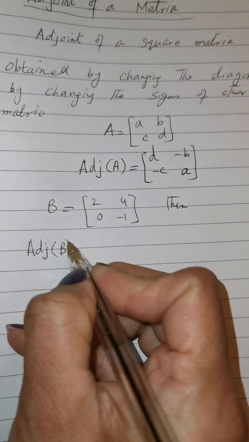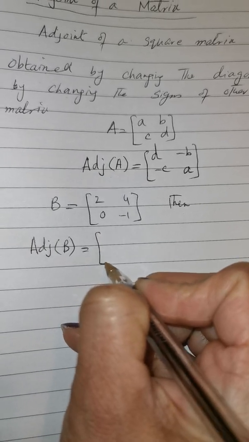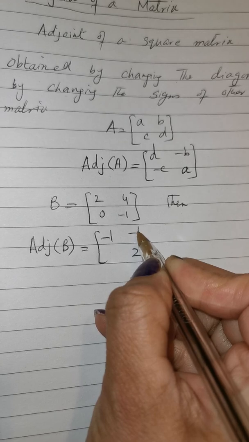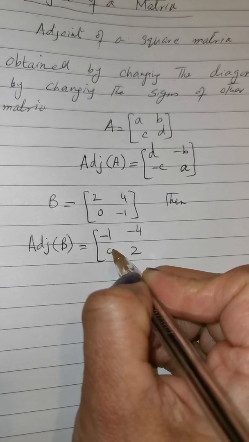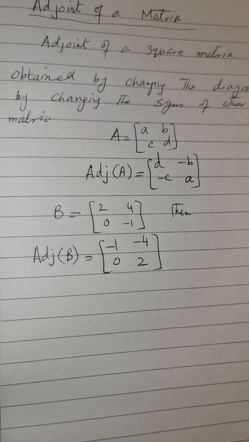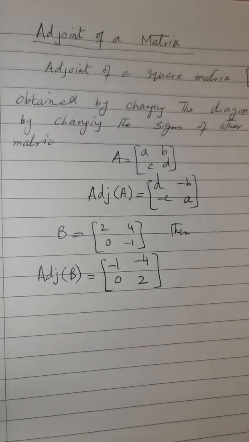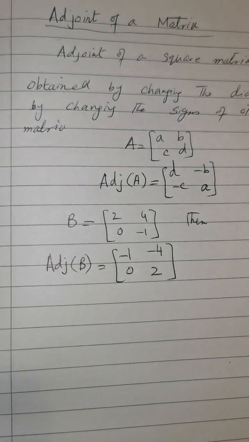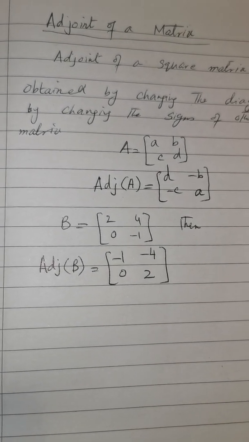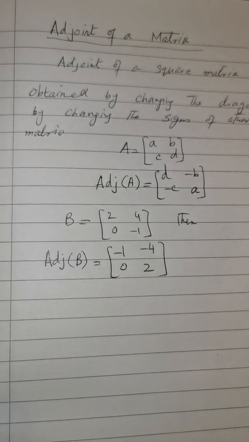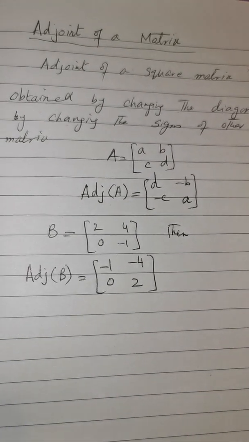Adjoint of B will be: I am changing the diagonal elements and changing the sign of the other remaining elements. So this will be the adjoint of B, right? First of all, you will find whether the matrix is singular or non-singular. I have told you how we can find the determinant of a matrix. After that, you will find the adjoint of a matrix like that.